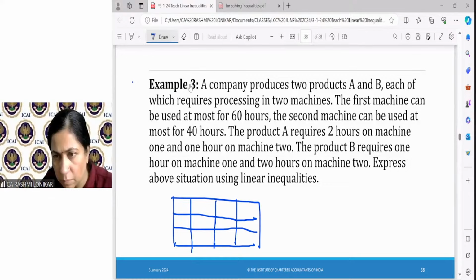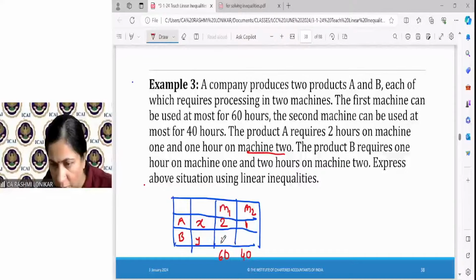So I have A, I have B. The number of units of product A manufactured is X, and the number of units of product B is Y. You have machine M1 and machine M2. The first machine can be used for a maximum of 60 hours, so here you can write 60. M2 you can use for 40 hours. Product A requires 2 hours on machine M1 and 1 hour on machine M2. Product B requires 1 hour on machine M1 and 2 hours on machine M2.